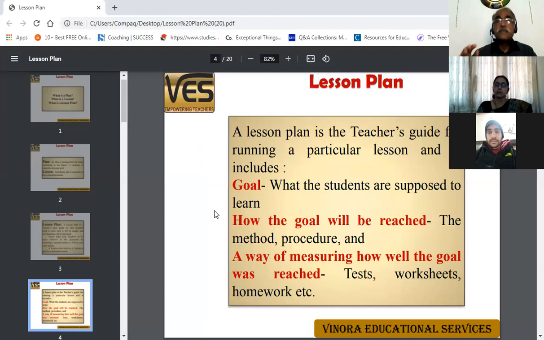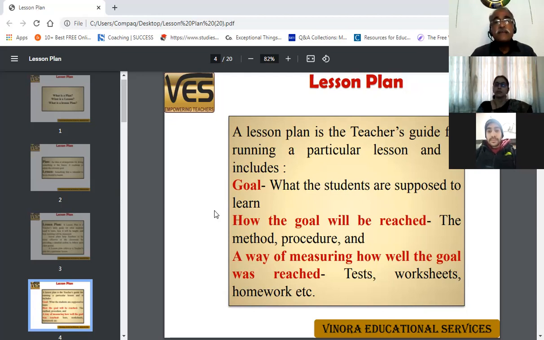In fact, in scientific terms or technological terms or professional terms, we call it pedagogy. That is, what is the procedure, what will be the methods, what will be the routes we will be taking to reach that particular goal. So how the goal will be reached.